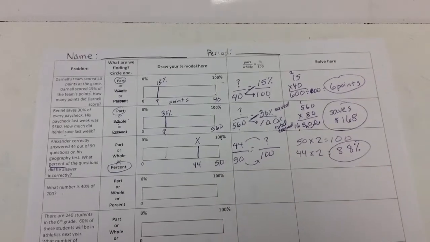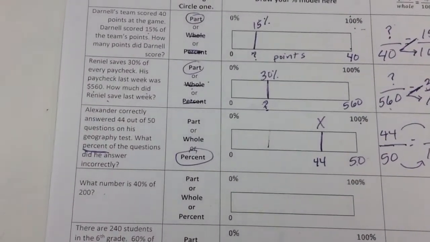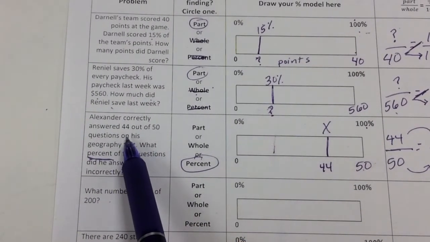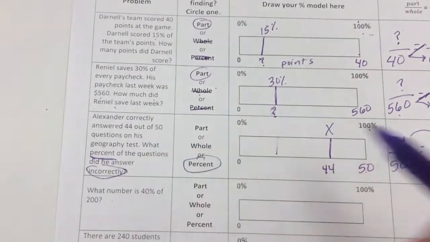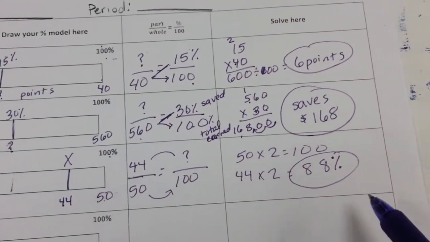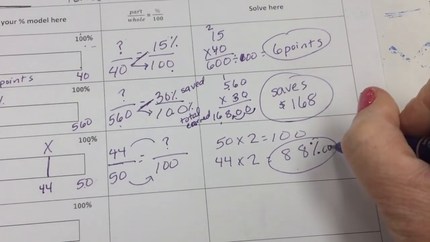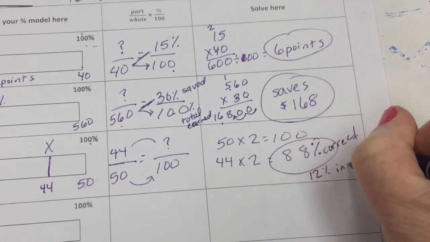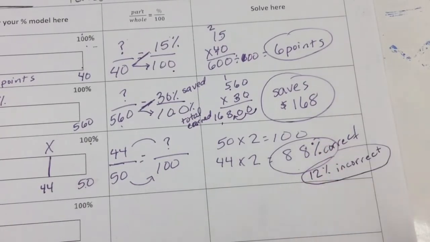Hopefully it helps. But before I do, I want to make sure I fix a mistake that I didn't really catch on the last one. I didn't read the question carefully. Alexander correctly answered 44 out of 50 questions on his geography test. What percent did he answer incorrectly? Well, what we found over here was what he got correct. So 88% was correct. That means 12% was incorrect because 88 plus 12 is 100, okay?